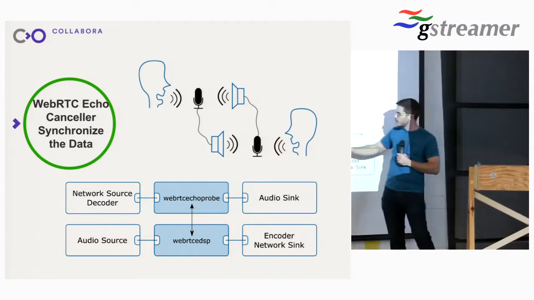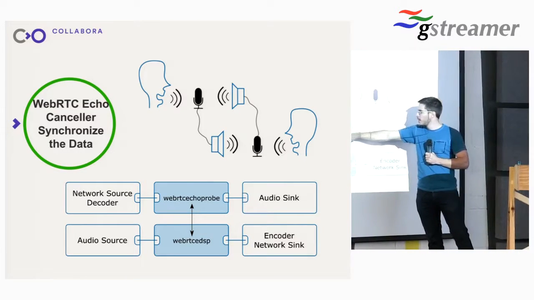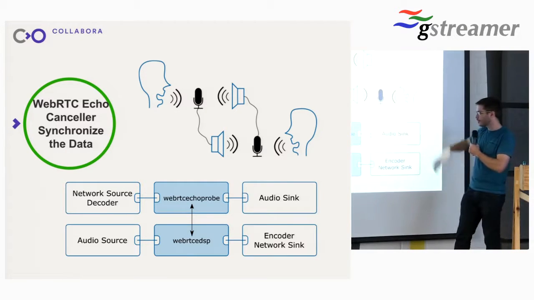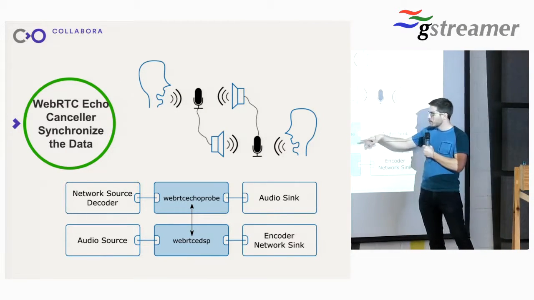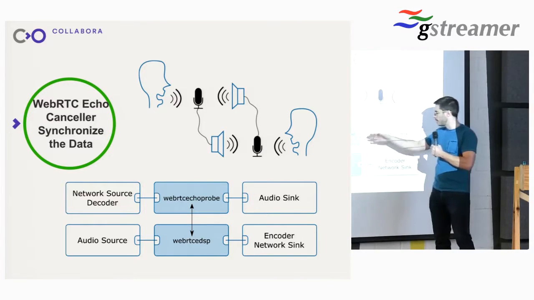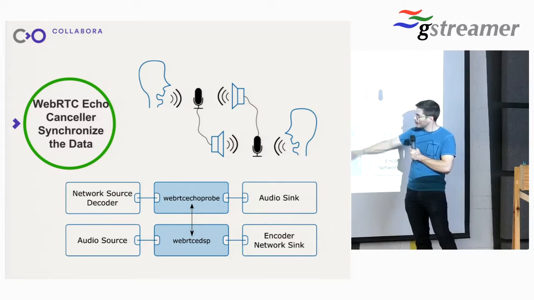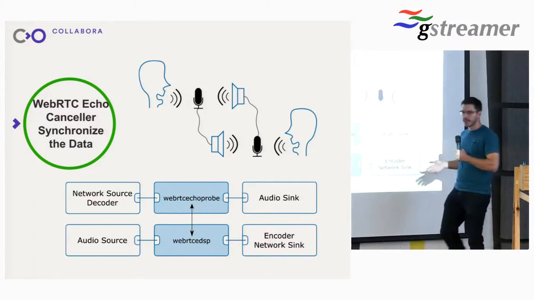So what we do in GStreamer is that we actually watch for the data that arrives from the network, creating a small observation queue in the past. And there's a delay until it's going to be played, and the DSP will read from that pool of data and try to remove the echo, basically.